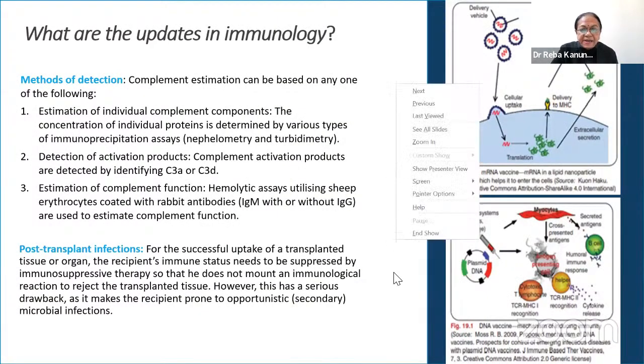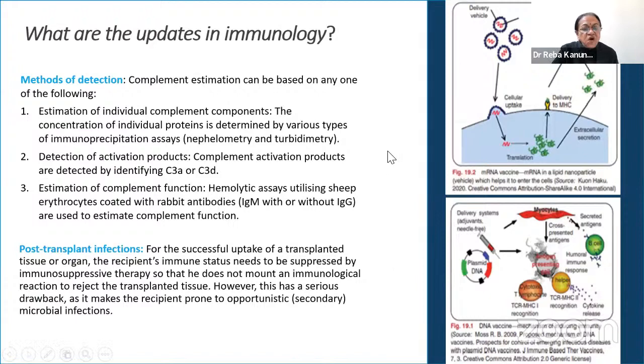And then we have gone on to the immunology part. So here we've gone by the previous edition, but we've added a few, like post-transplantation infection, methods of detection of complement or complement estimation in diseases. And also there is another part which we have added, which is the action of that in immunoprophylaxis chapter.